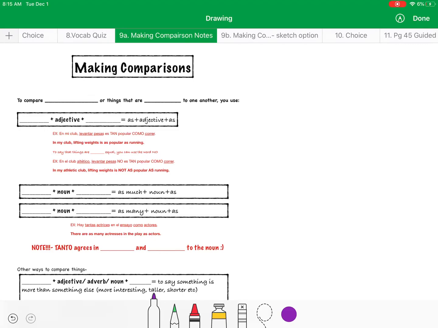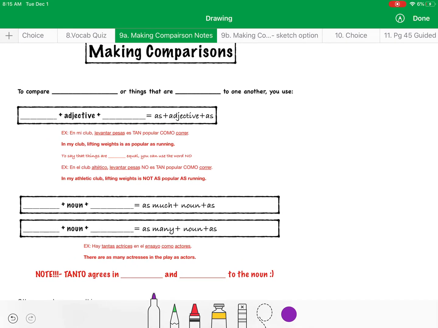Okay, so today we're going to talk about making comparisons. So comparing two things, we're going to talk about comparing things that are equal and things that are not equal. So the first thing that we're going to talk about is to compare people or things that are equal to one another.